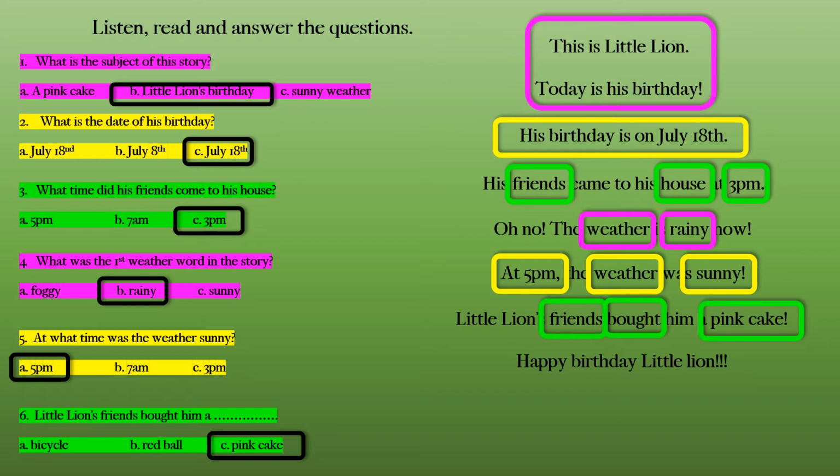B, C, C, B, A, C. How did you do? Okay, great. Let's look at the next thing in this lesson.